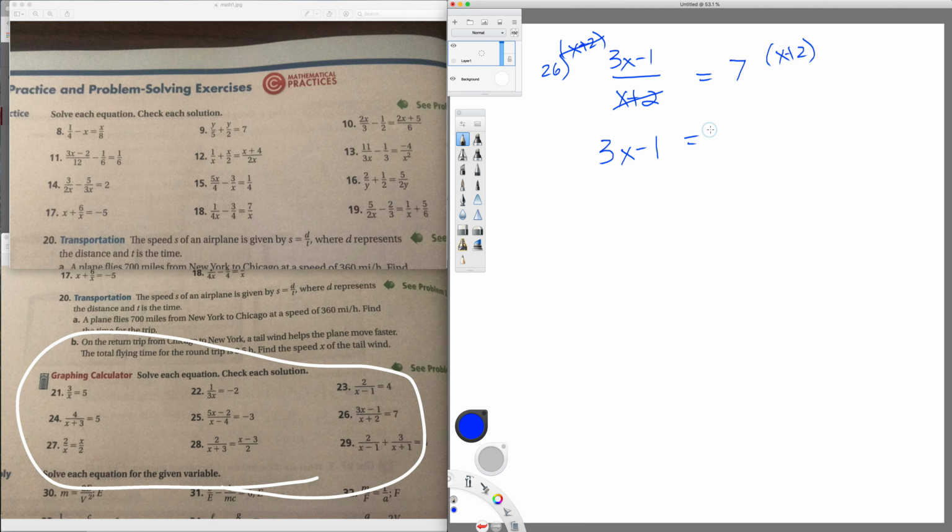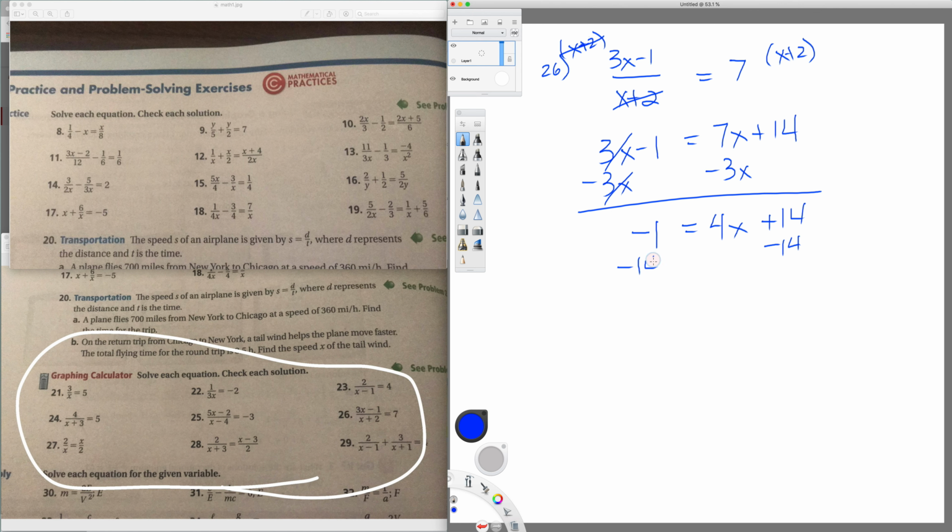Here the 7 must be distributed, so we get 7x plus 14. I want x's on one side. I like positive coefficients, so I'm going to take away 3 x's from each side. And that'll get my x's only on the right side. So I'm going to get negative 1, because taking away 3x does not get rid of that. So then I get 4x plus 14. And then I'll take away the 14, because I want only x terms on this side. So we're going to get negative 15 is equal to 4x.